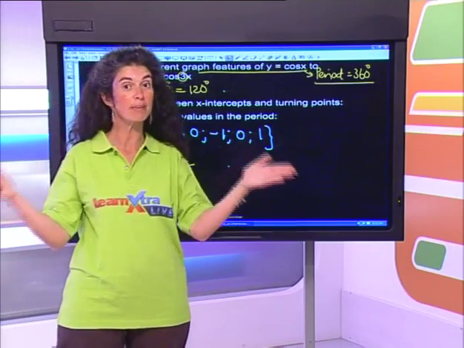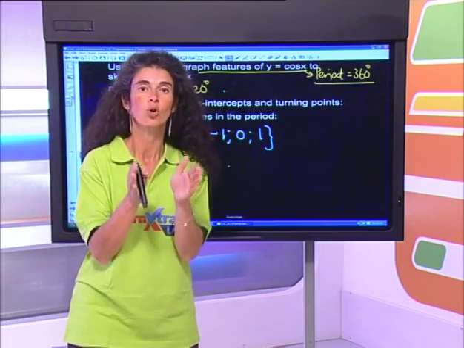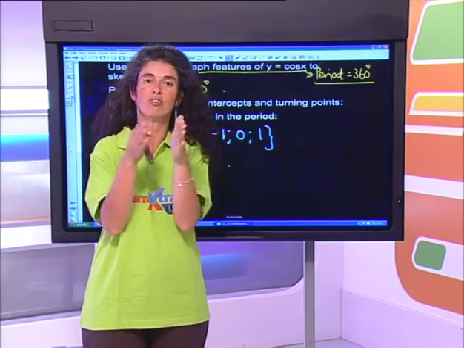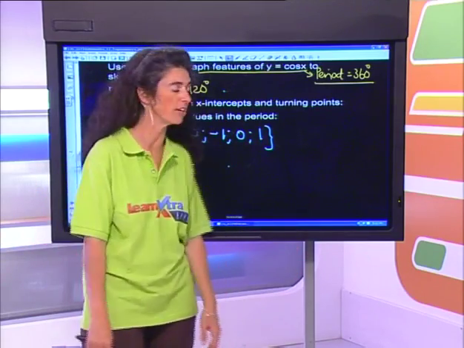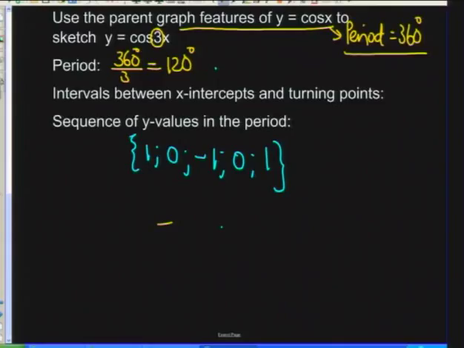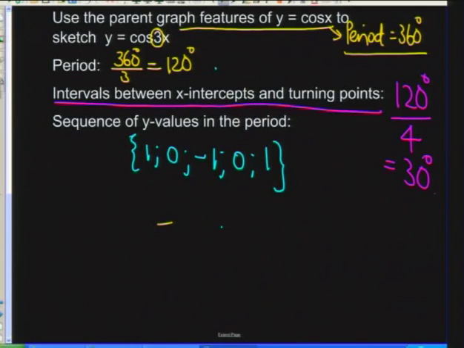That's really what's happening. Remember, the parent graph has intervals of 90 degrees. We now need to get those 90 degrees into a shorter interval in order to cope with having a new period of 120 degrees. The question is, how many degrees will it take for us to plot these intervals? This is really the second thing that we want to do. We want to take what are my intervals between the x-intercepts and the turning points. And how do we find that out? We take our new period, 120, and we said there are 1, 2, 3, 4 that we have to plot. So if we divide it by 4, it's equal to 30 degrees. So our new interval is now 30 degrees.